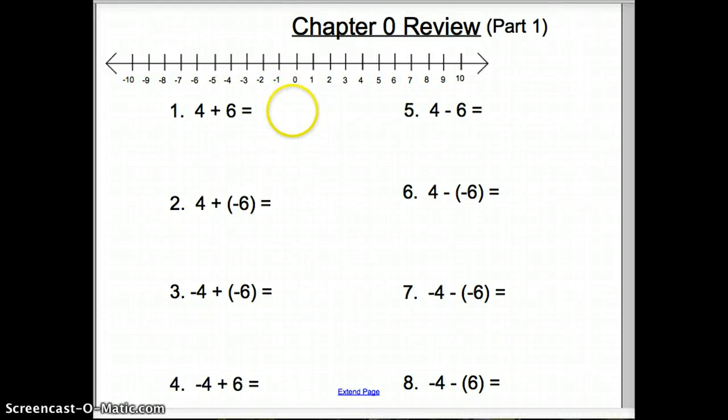Hey guys, welcome to the very first chapter of Algebra 1. Today we are going to start with adding and subtracting integers.